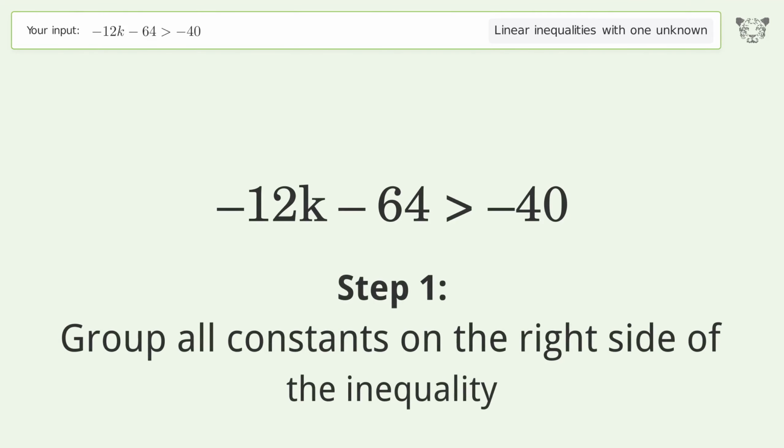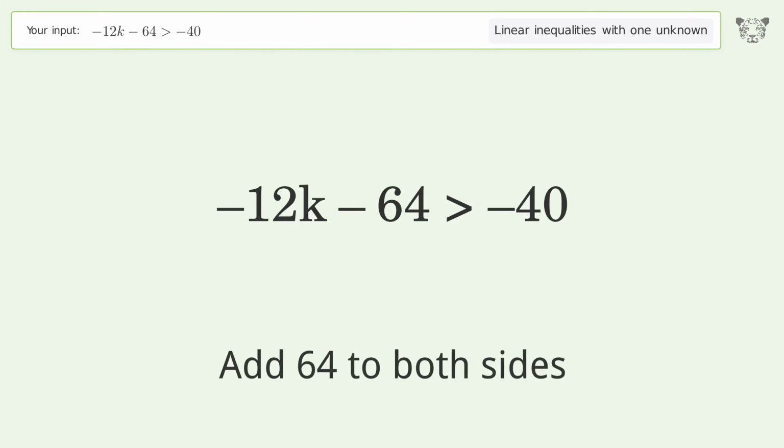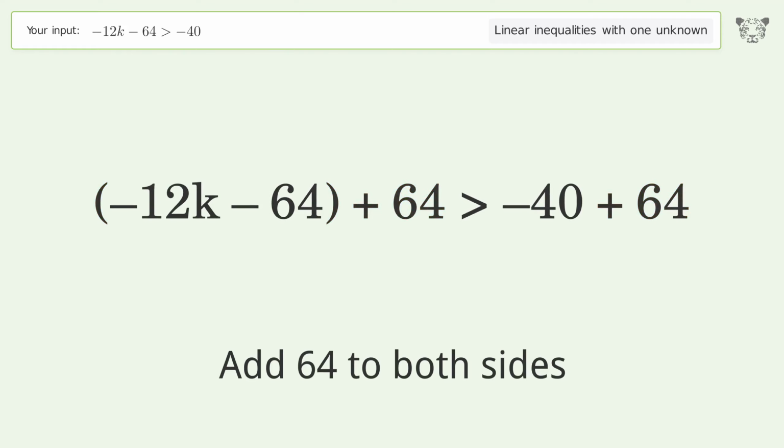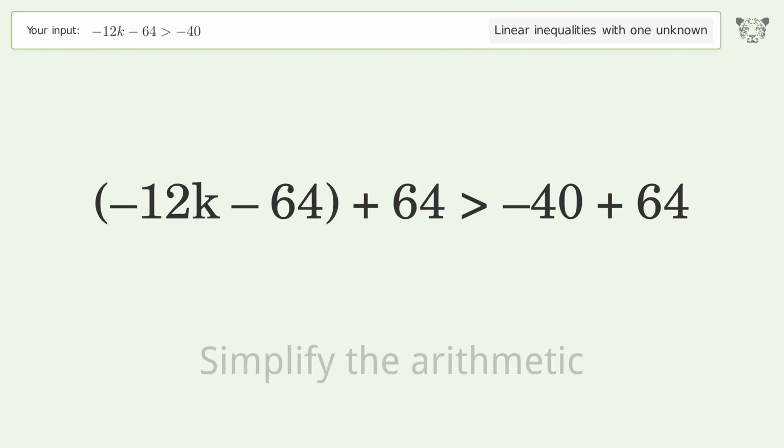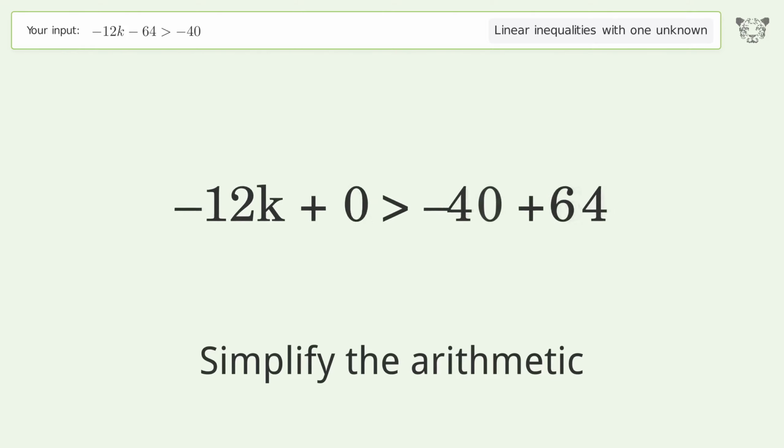Group all constants on the right side of the inequality. Add 64 to both sides. Simplify the arithmetic.